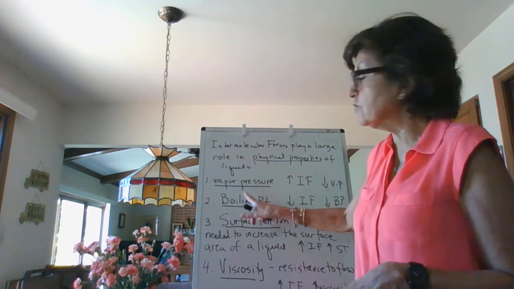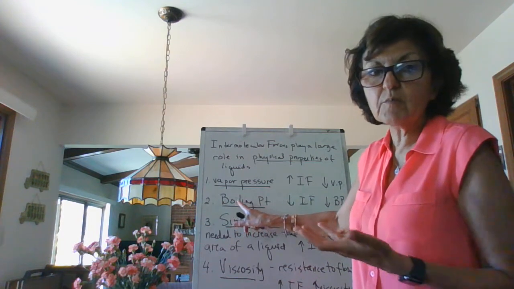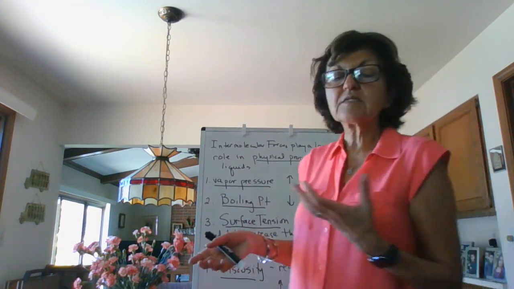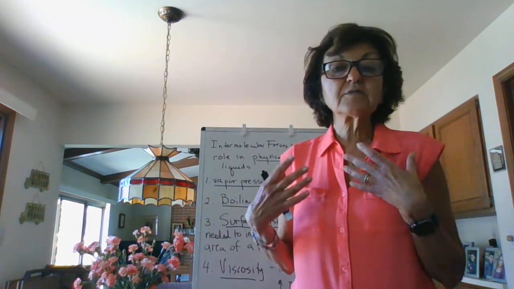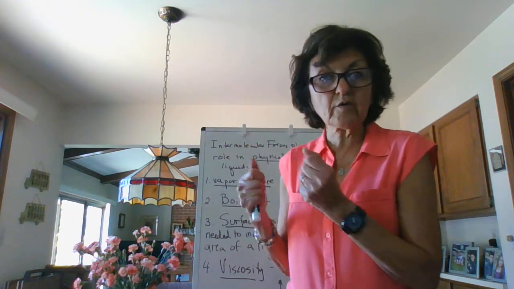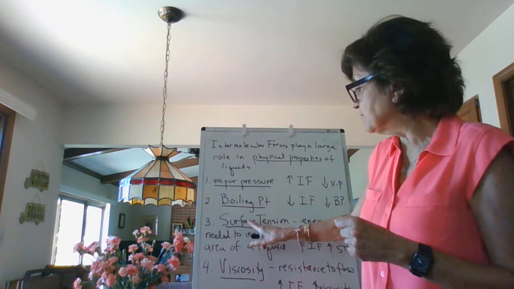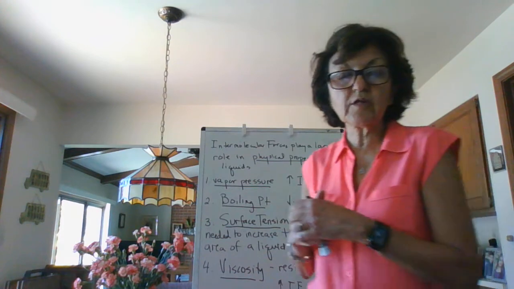Vapor pressure, you've heard of, you know what vapor pressure is. Boiling point, you know what boiling point is, and you know how these two guys are related. A substance that has a really high vapor pressure has a low boiling point. A substance that has a very low vapor pressure has a very high boiling point, okay? And then surface tension and viscosity. So let's first focus on vapor pressure and boiling point.